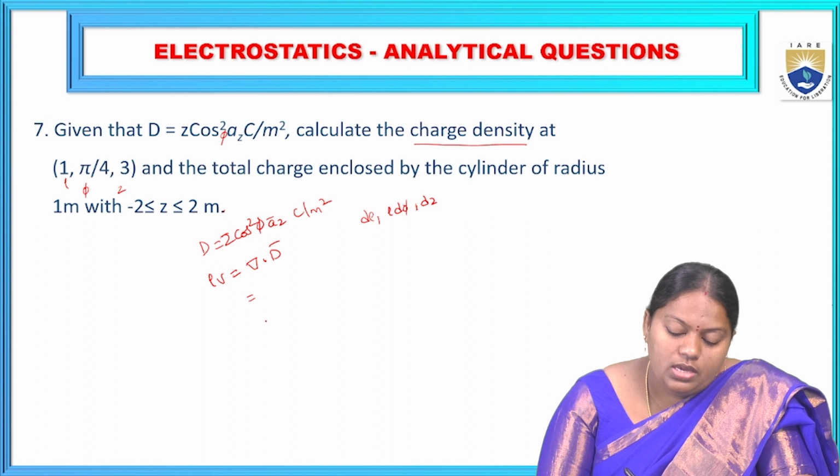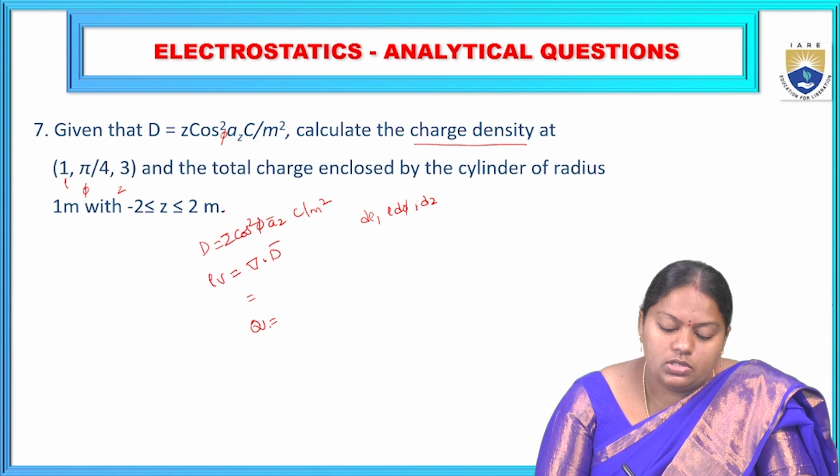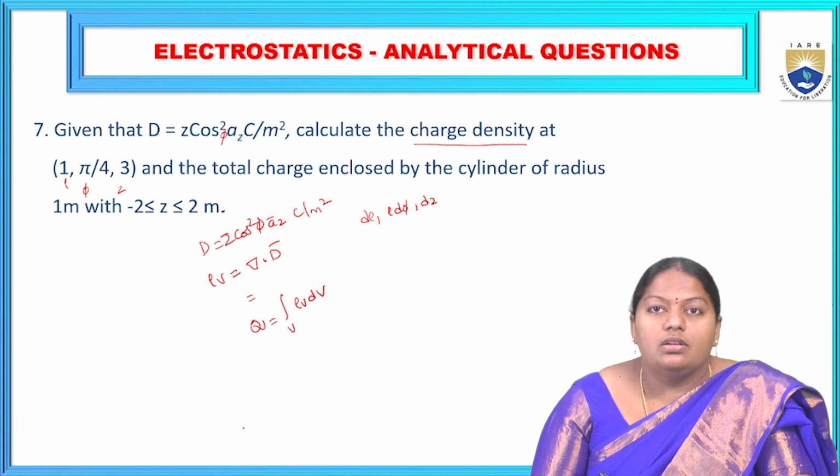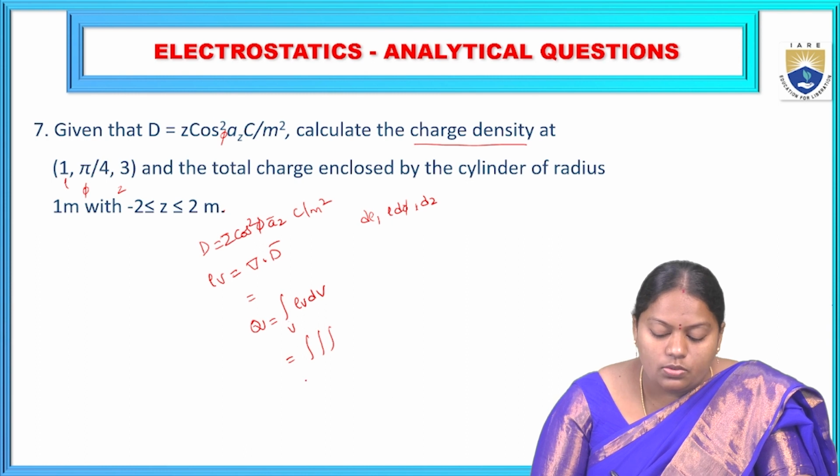After finding this rho v, the charge enclosed, Q enclosed, is equal to the integral over v of rho v dv, which is the general formula. To find this volume integral, we need to consider three integrations: rho equal to, phi equal to, z equal to.